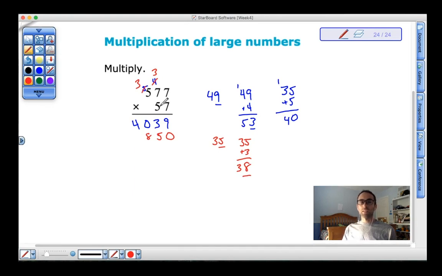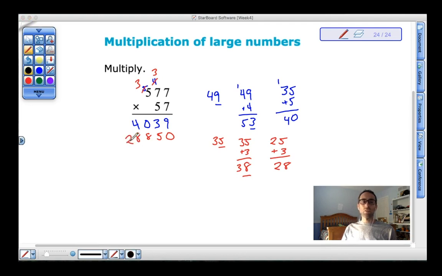And lastly, I can do 5 times 5 to get an answer of 25, plus my 3 from right over here. 5 plus 3, get an answer of 8. 2 plus nothing is 2, so 28 can come down over here.